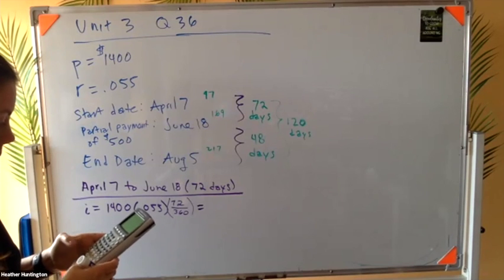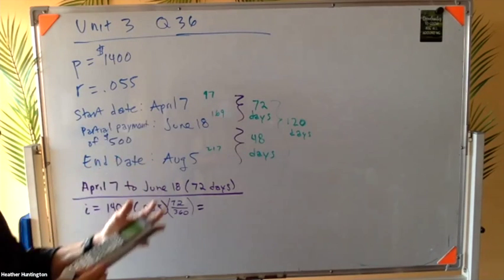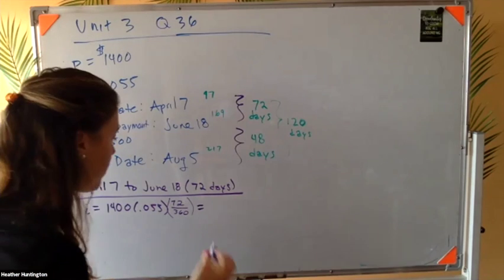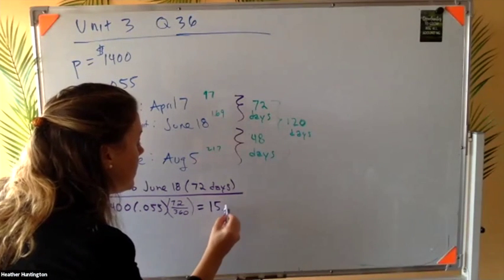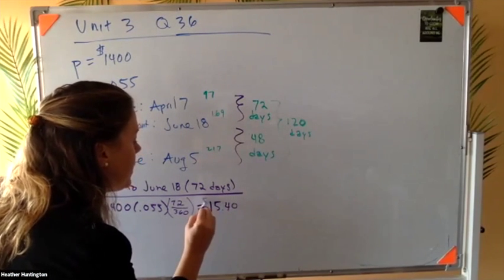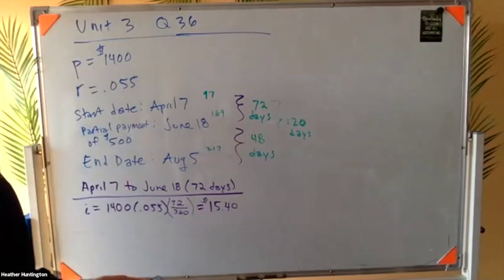So I highly recommend that you do this while I'm doing it to make sure you can type it in your calculator properly. So I'm getting $15.40.